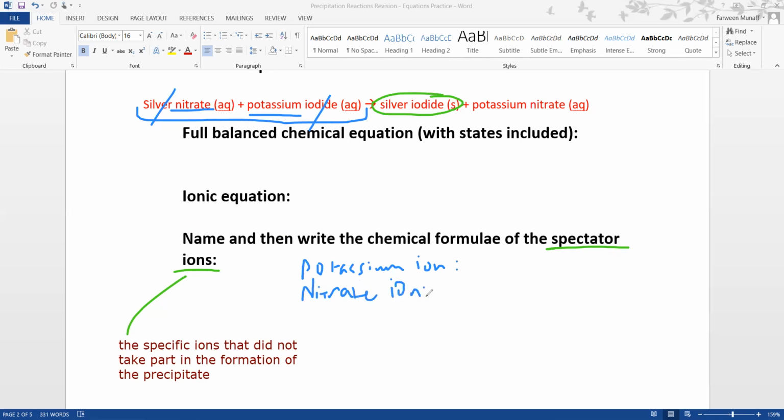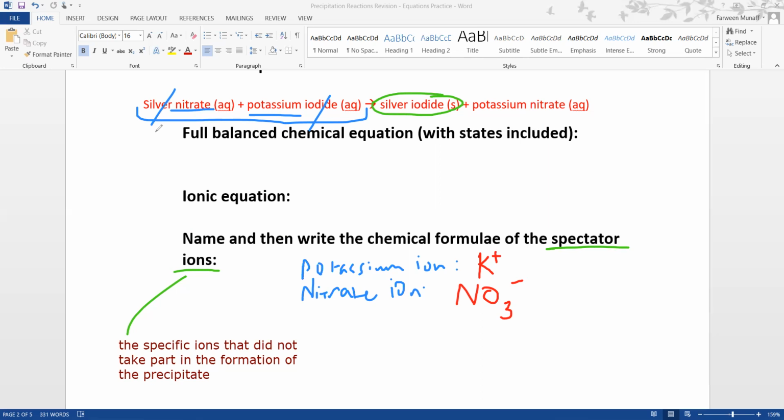And then how I write it in chemical formula is simple. I just think about potassium. Potassium has a chemical symbol of K, and it's got a positive 1 charge. So it's plus because it's in group 1. And then nitrate is a polyatomic ion, and the whole thing has a negative 1 charge. Okay, that's how I write it. So those are my two spectator ions.